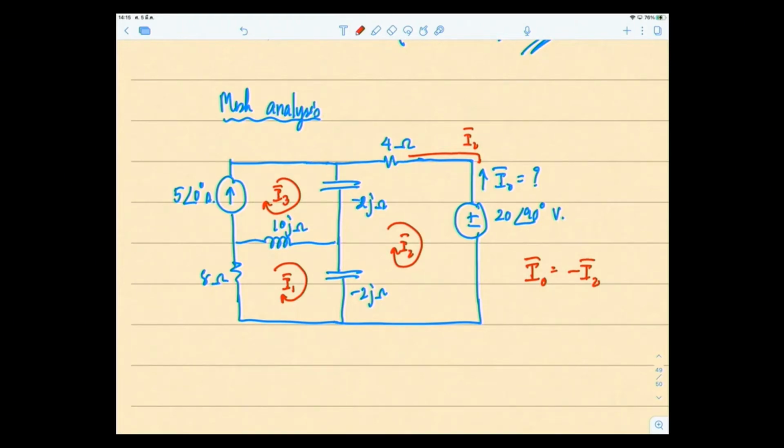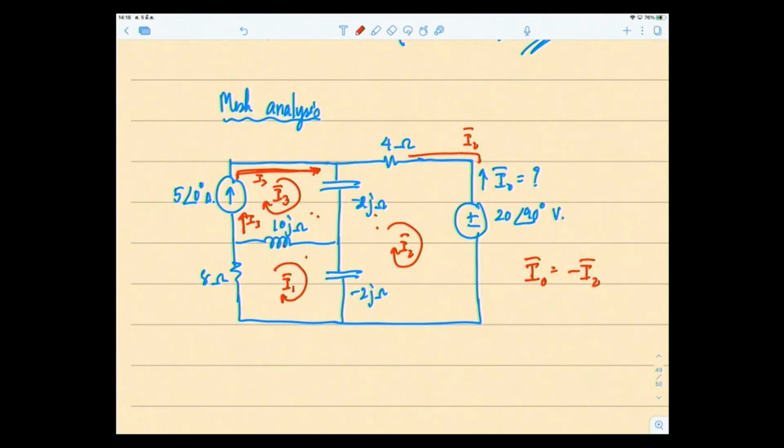Can you maybe make this circuit simpler? Look here, I3 is here. If you assign I3 in this mesh, it flows like this, up to here, and in this branch is only I3. The current across the minus 2J consists of I3 and I2 because it's shared, and the current through 10J consists of the combination of I1 and I3. So only I3 is right here where I drew.